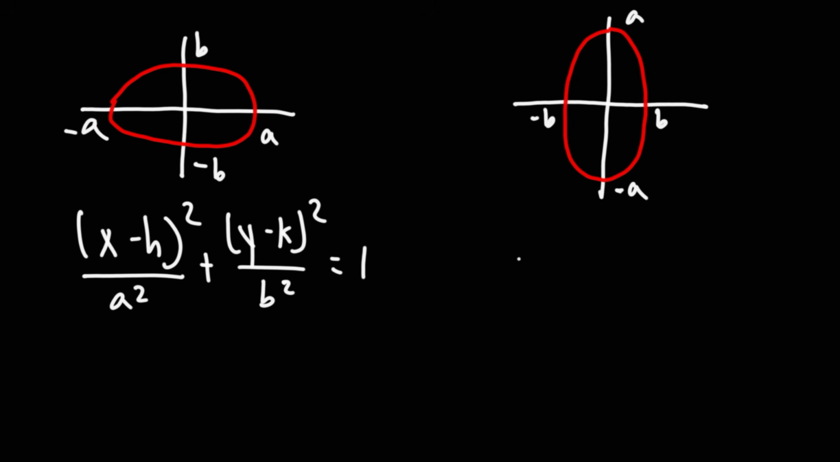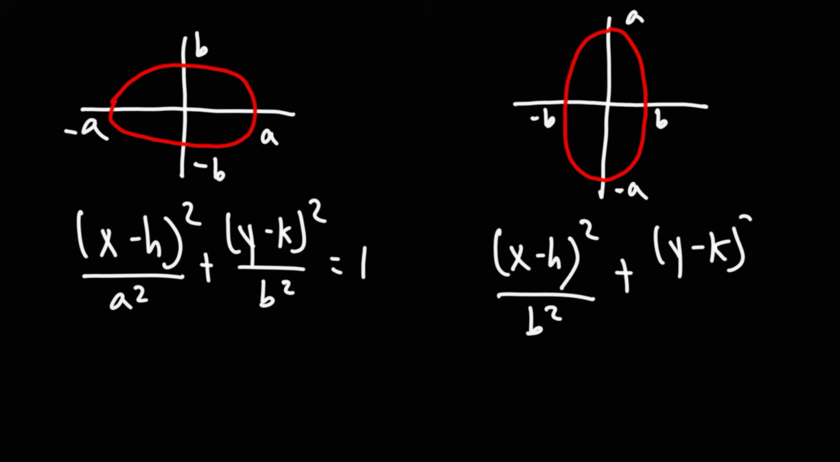For the one on the right, it's going to be (x minus h) squared, but notice that b is associated with the x-axis, so we're going to have b squared underneath this, and then plus (y minus k) squared over a squared, and this is going to equal 1.